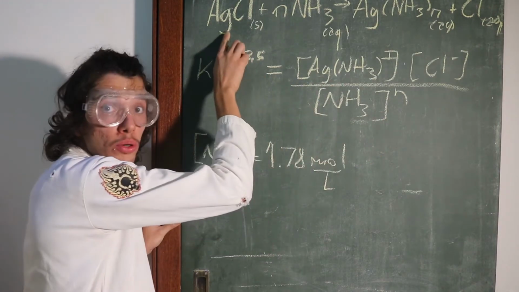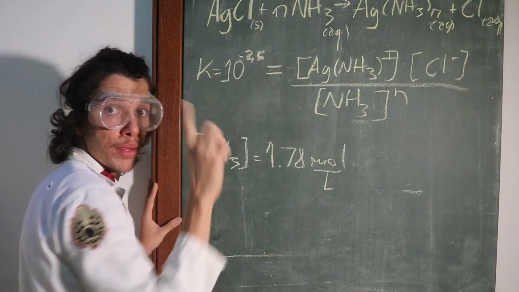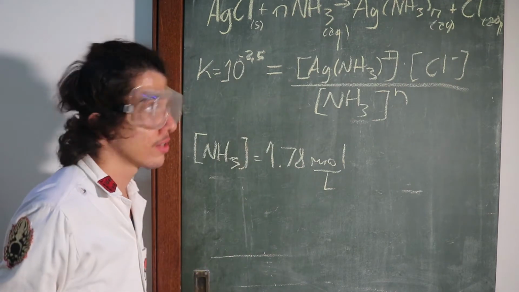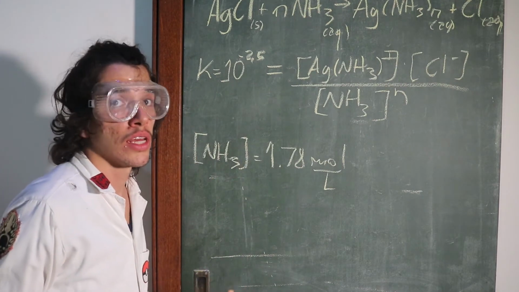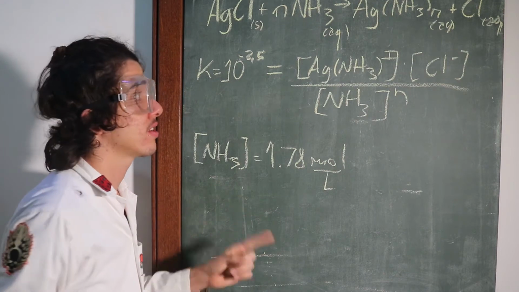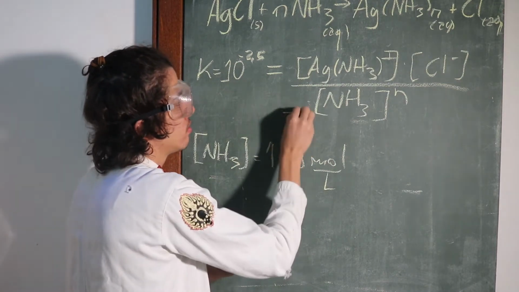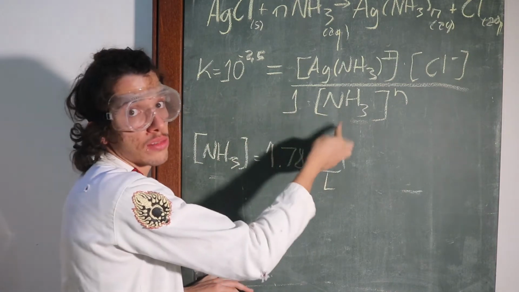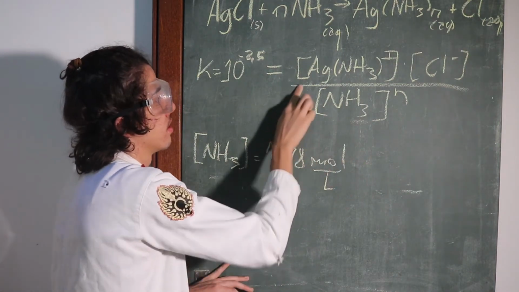I did not put the silver chloride because it is solid. If it is solid, the activity is 1. And if the activity is 1, we do not need to represent it because it's going to be 1 times this, so it's basically this.